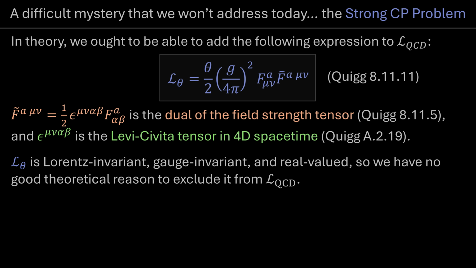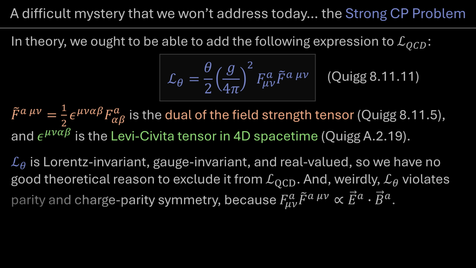But it's deeply troubling, this term, because it violates parity and charge parity symmetry. The reason is that an expression of this form is going to be proportional to the dot product between the color electric and color magnetic fields. So you add up over each A equals 1 through 8. For each of those, the color electric and color magnetic field, dot product those together, add them all up, that's going to be proportional to this L theta term.